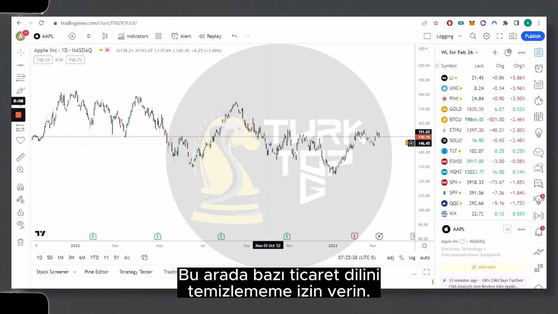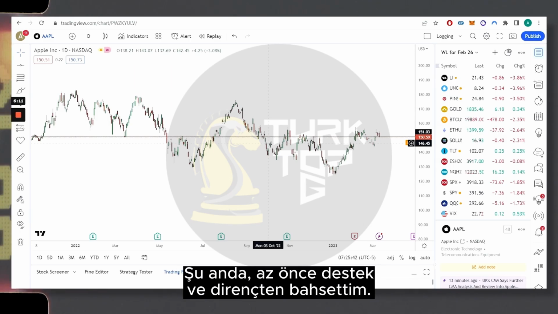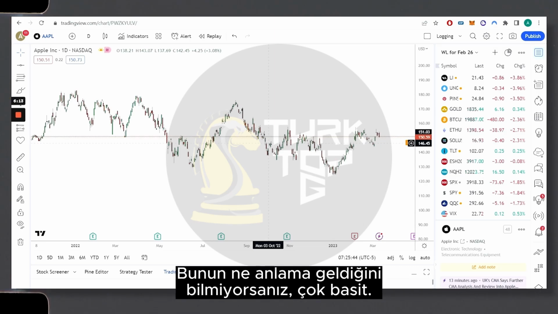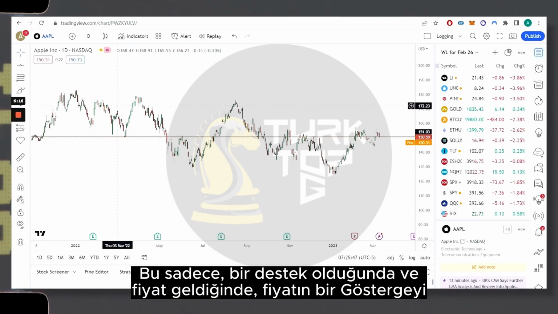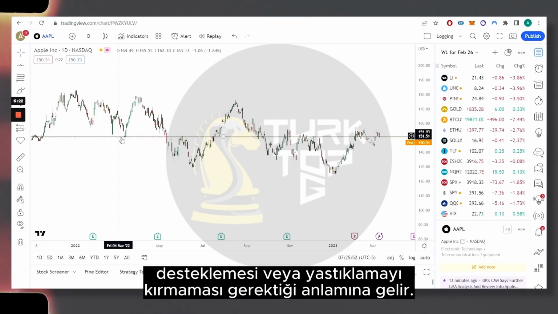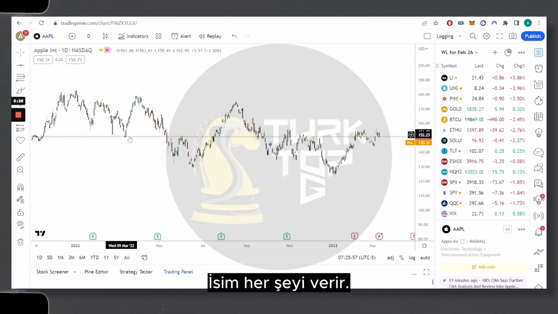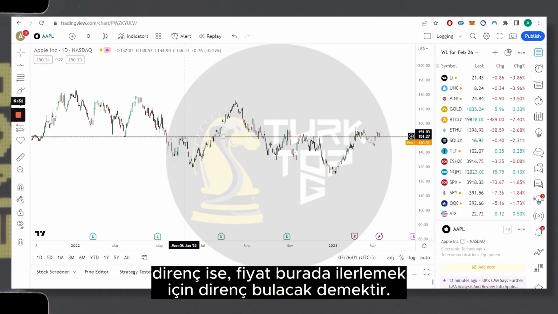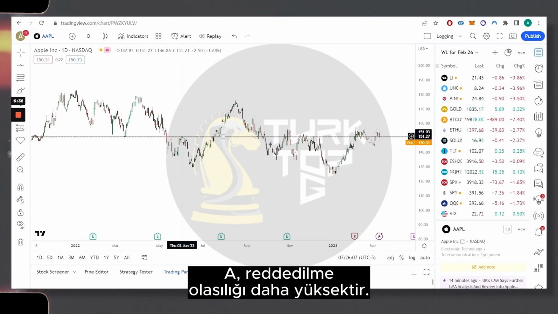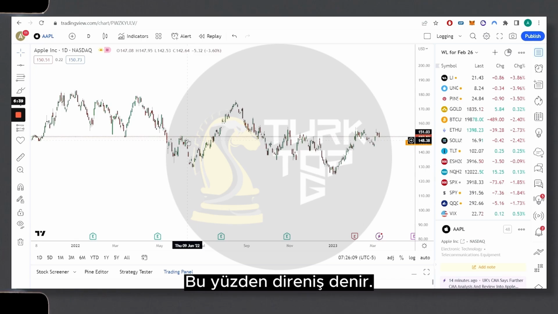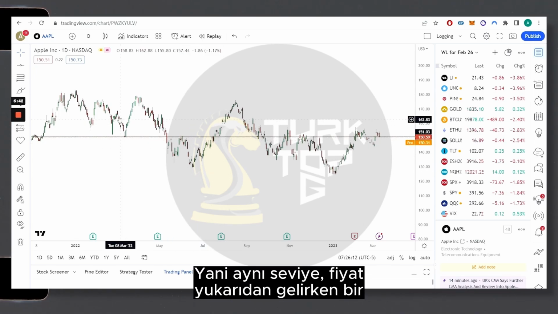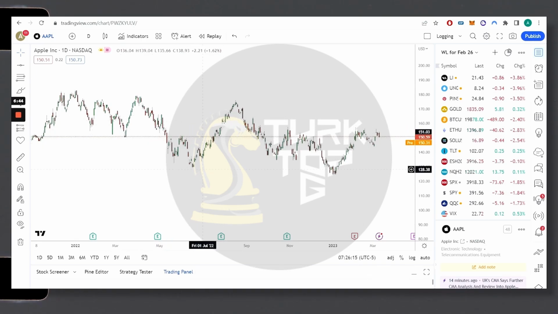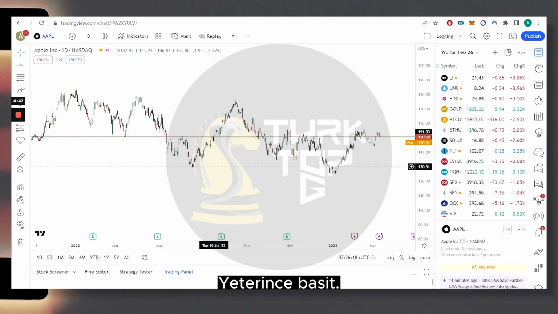Let me clear out some trading lingo in the meantime. Right now, I just mentioned support and resistance. If you don't know what that means, it's very simple. When there's a support and price comes to it, price should stay supported, aka it should not break below it. The name gives it all. When it's a resistance, if price is coming from below and this price level is a resistance, it means price will find resistance to proceed here, aka it has a higher chance of getting rejected. That's why it's called a resistance. So the same level can be a support when price is coming from above and a resistance when price is coming from below, right? Simple enough.